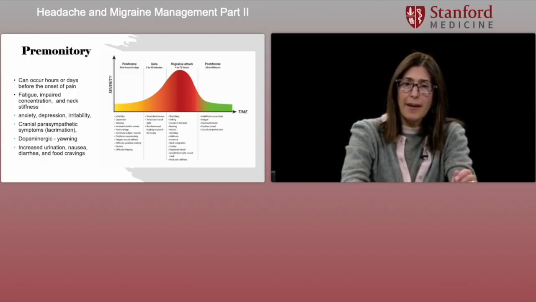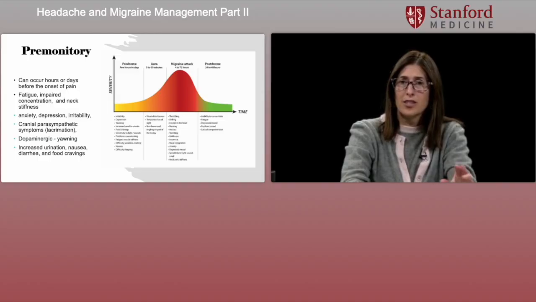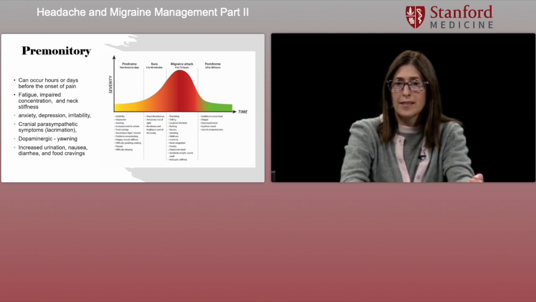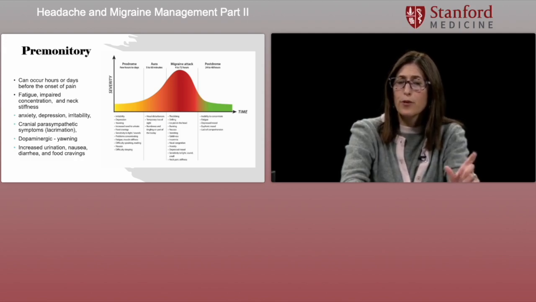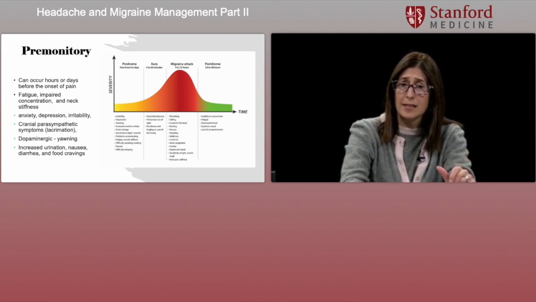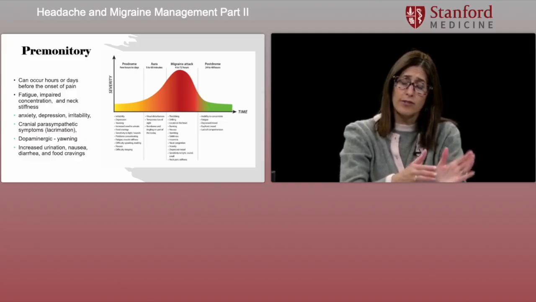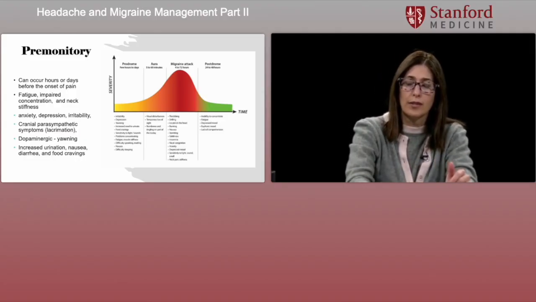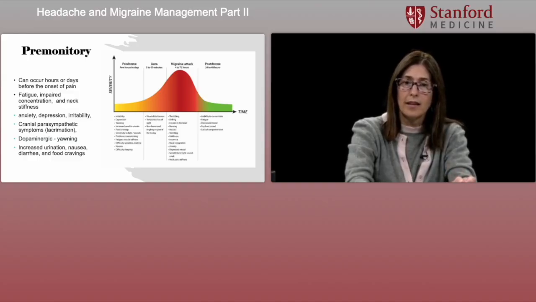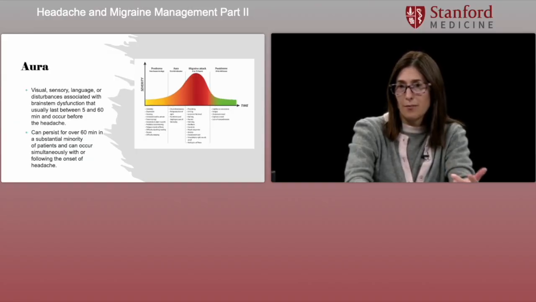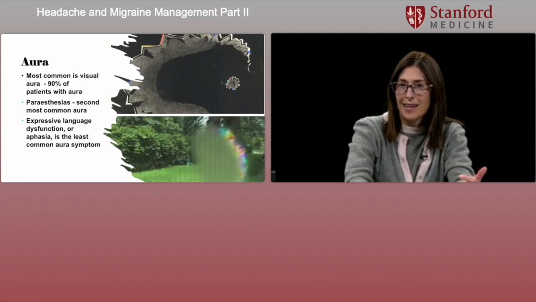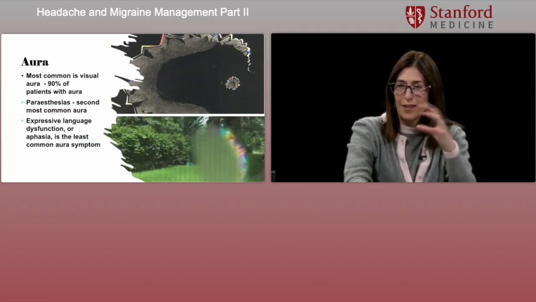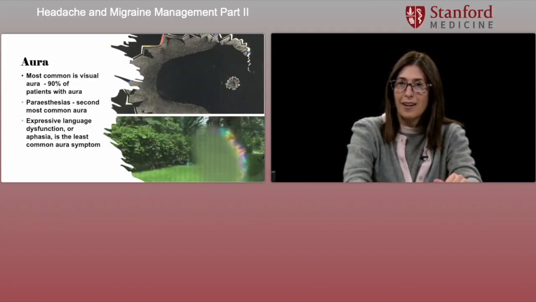Like I said, about 15 to 30% of patients will have an aura, a visual, sensory, or language disturbance that comes before the headache, 5 minutes to 60 minutes before, and then sort of lasts into the headache, maybe an hour or so into the headache. These aura symptoms can persist. These are some pictures that patients have put on the internet where they've recreated their aura.